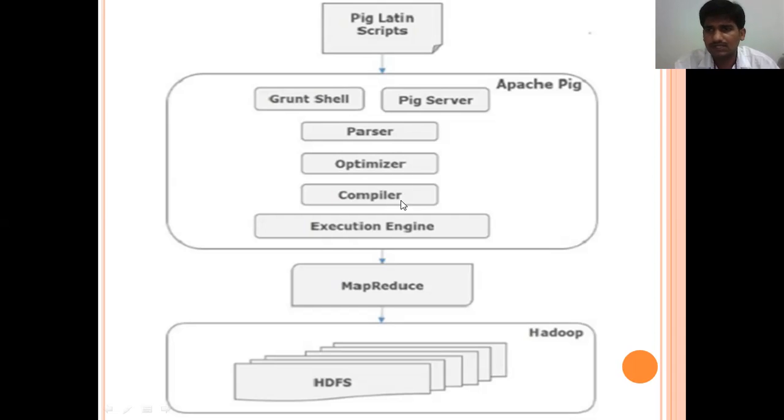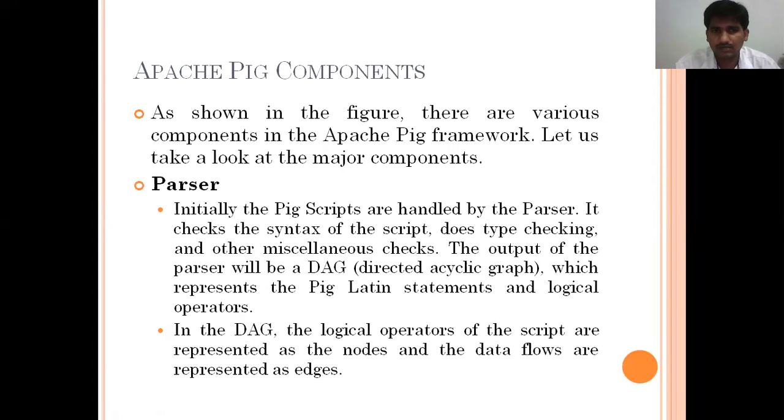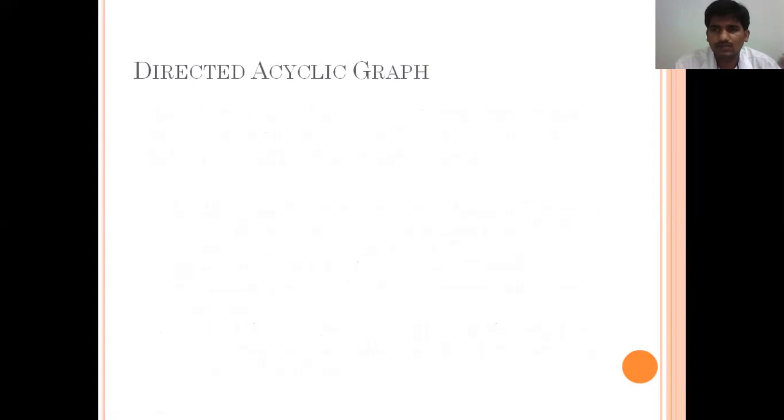Here only we saw what a directed acyclic graph is, the major role of the directed acyclic graph. What is an acyclic graph, a directed acyclic graph? We call it DAG. Here we have first the parser. It checks the syntax, it does type checking, and other miscellaneous checks. Here we have to know what the DAG is.